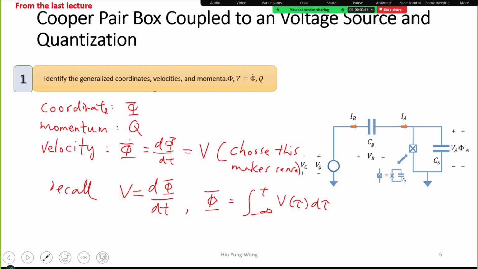So last time we showed this circuit, right? Whenever you see a circuit, do not rush to solve it. Try to understand what it is. Here we have a Josephson junction in parallel with a capacitor, right? And this forms the so-called Cooper pair box because you can have an extra Cooper pair here, right?